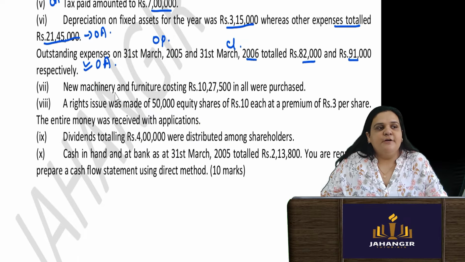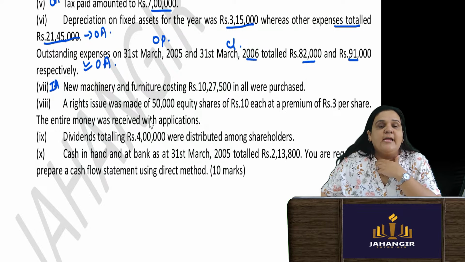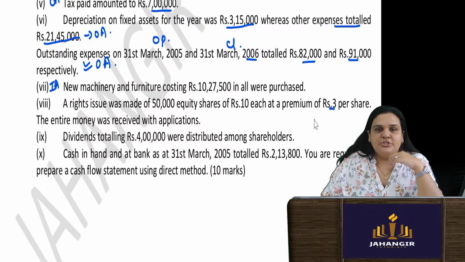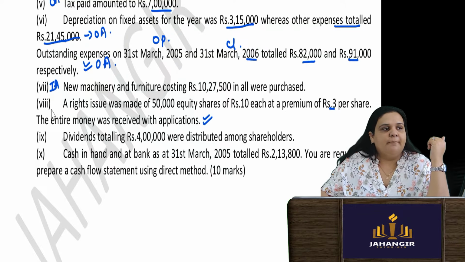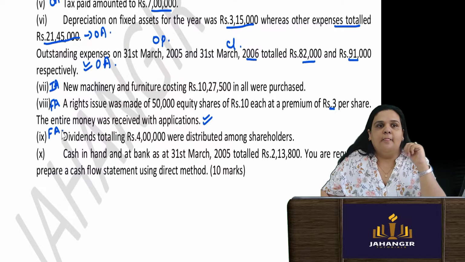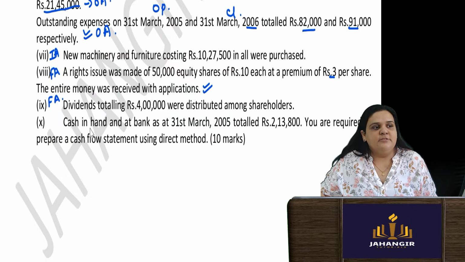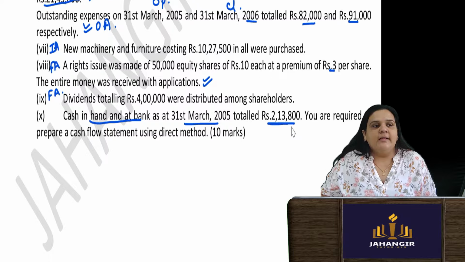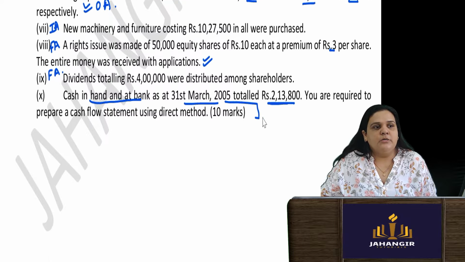New machinery and furniture costing 10,27,000 in all were purchased. New machinery will be investment relating to asset. A right issue was made for 50,000 equity shares of rupees 10 each at a premium of rupees 3 per share. Entire money was received on applications. Financial activity. Dividend of 4 lakhs was distributed. Financial activity. Cash in hand and at bank, that is your cash and cash equivalent, at 31st March total to 2,13,800. 31st March total means opening.